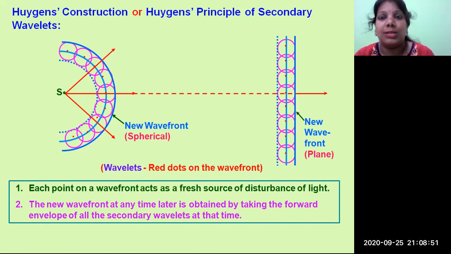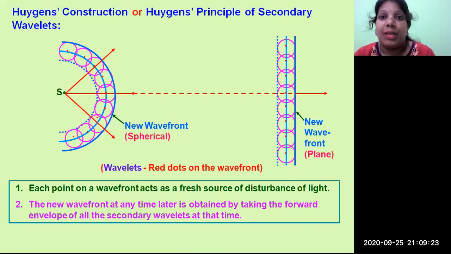Those locus points again behave like a source. So this is explained by Huygens. If these locus points behave like a source, then again light rays will be emitted from the source, and again wavefronts will be generated. Those wavefronts are called secondary wavefronts. Primary wavefronts are nothing but whatever wavefronts are generated by the main source.